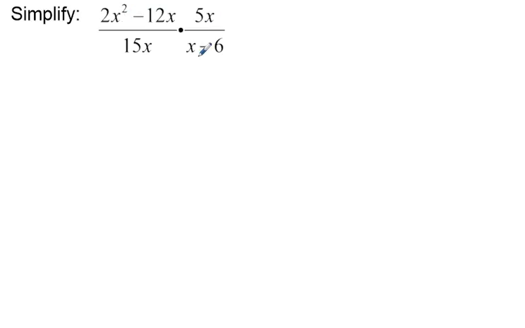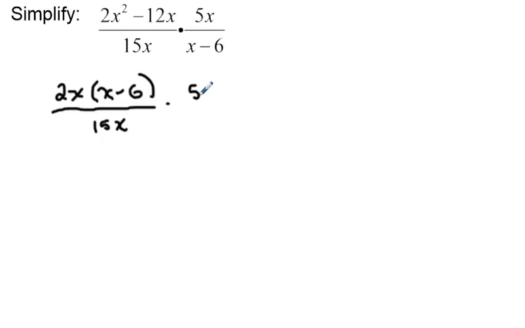and the denominators. So I'm going to start with 2x squared minus 12x. What I notice there is I've got a common factor of 2 and x in both of those top terms. So if I factor that out, I'm going to get x minus 6 left in the numerator. And I'm going to leave 15x in the denominator. That's a monomial, that's not going to factor. And I've got 5x in the numerator here. Again, a monomial, that's not going to factor. And x minus 6.